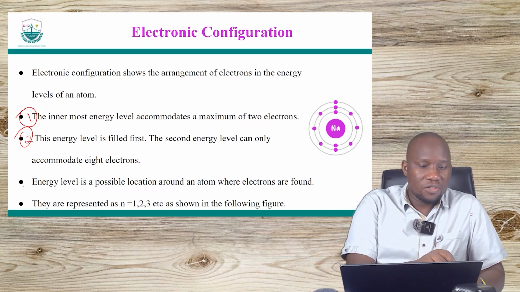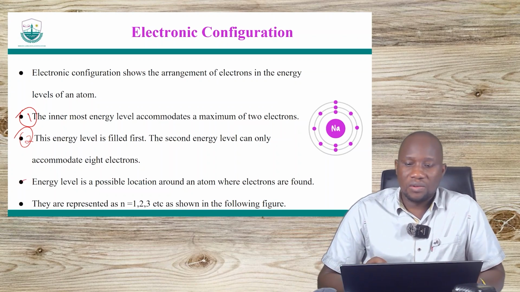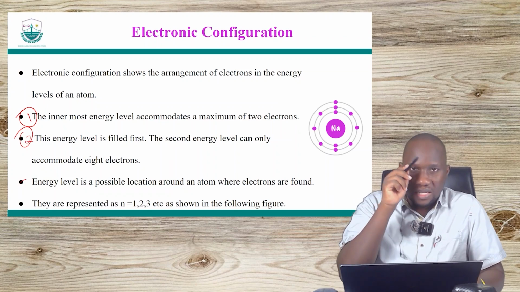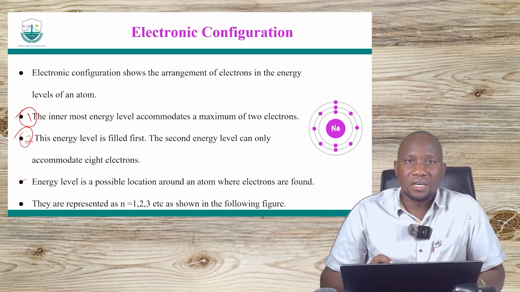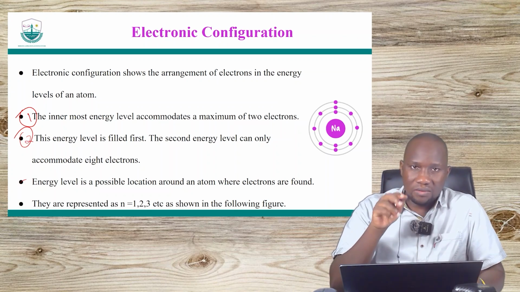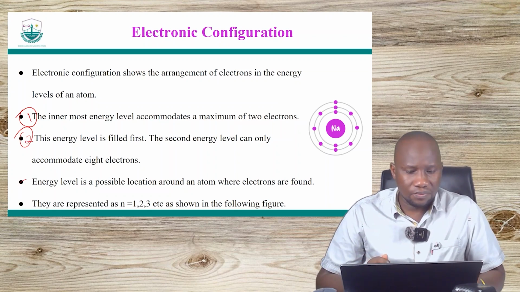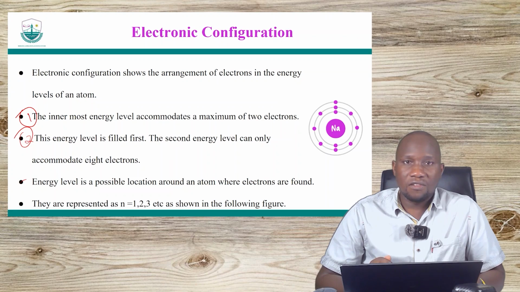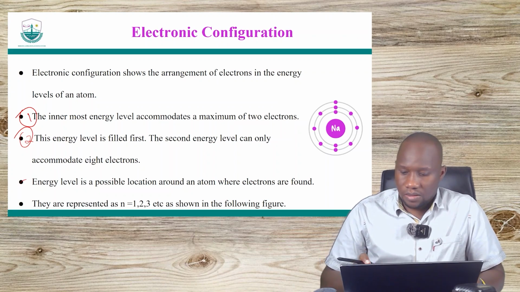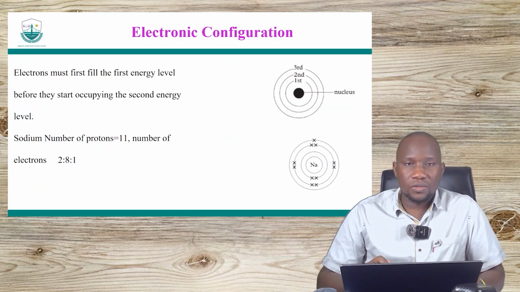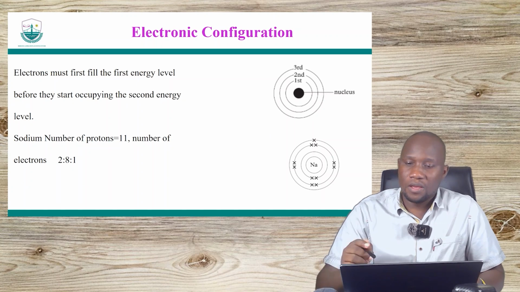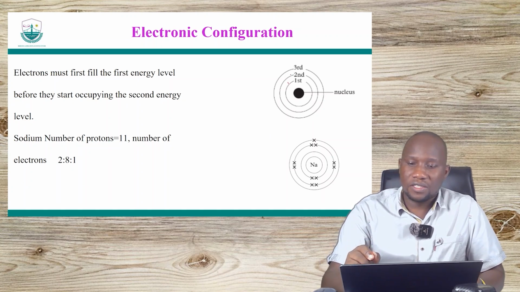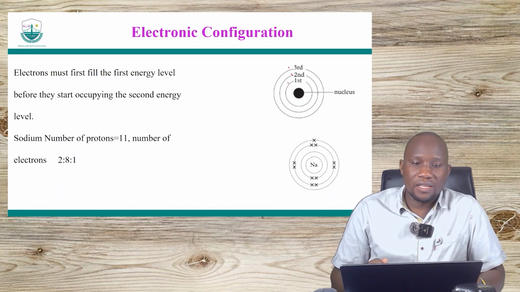So the energy level is a possible location around the nucleus where the electron can be found. We say that the electrons keep revolving around the nucleus. Each energy level is represented by n equals 1, 2, or 3. So this is the first energy level, the second energy level, and the third energy level.